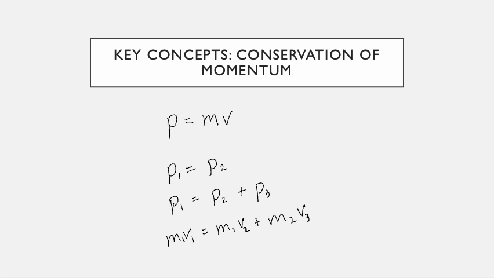And so we'll look at the conservation of momentum. Momentum is defined as mass times velocity. And so momentum before the collision and momentum after the collision should be the same. So what you see right here is what I'm talking about. We can translate that into M1v1 equals M1v2 plus M2v3.